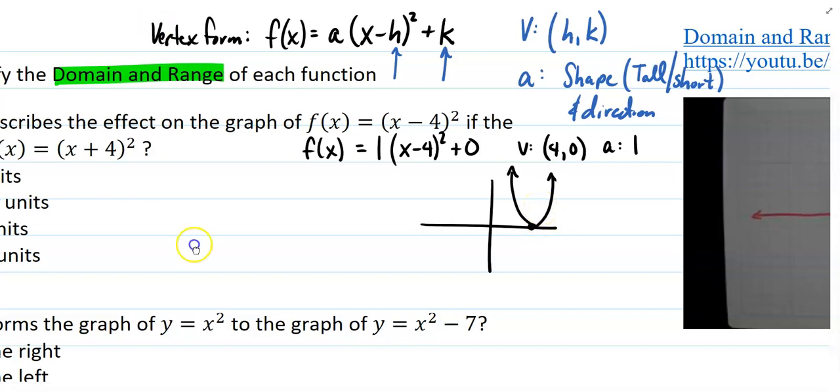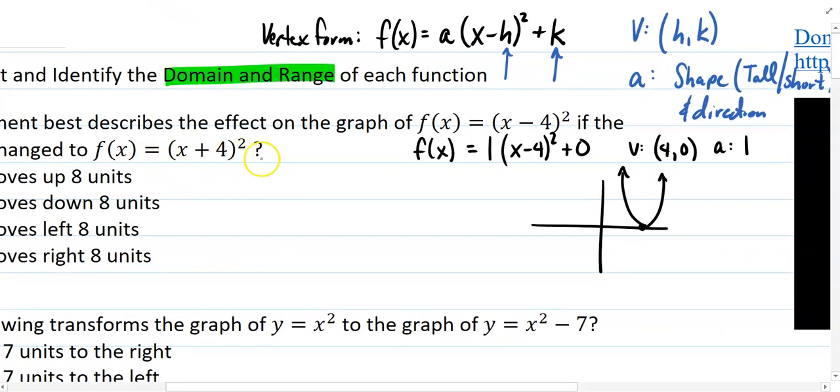Now if I switch pen ink to make this stand out a little bit more, we have another function over here, and again, if we think of how this is written in vertex form, we might consider it as 1 times x plus 4, quantity squared, plus 0. There is no number written after this, so we can assume that that's 0. Adding 0 doesn't change any values.